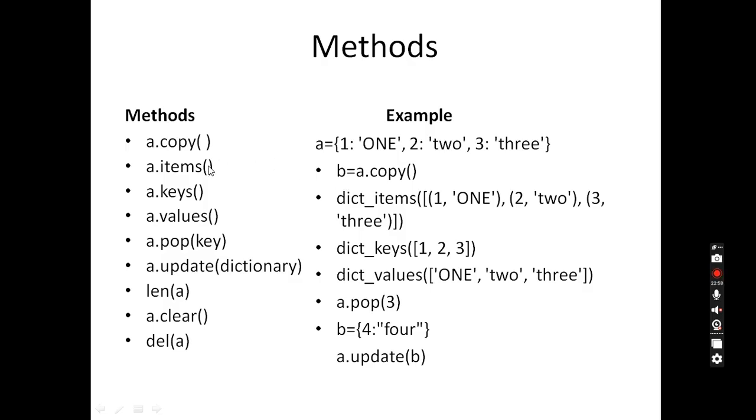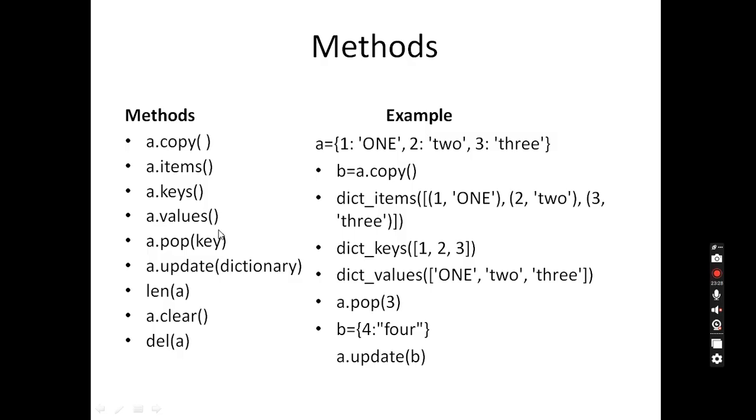If I need the items, what are the items in the dictionary? It will give key comma value pairs: 1 comma 1, 2 comma 2, 3 comma 3, right? So items will return key comma value pairs. If I need to know only the keys of the dictionary, I give A dot keys, so that I get the key values. If I give A dot values, then I get only the values.